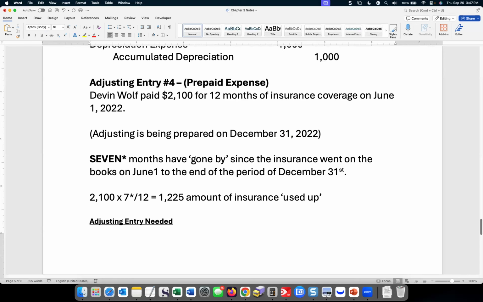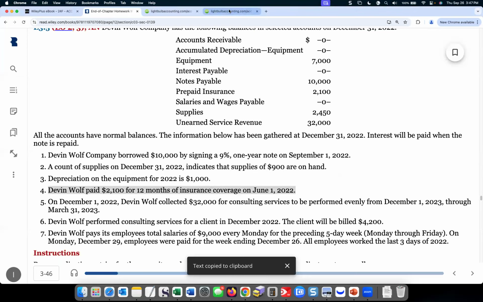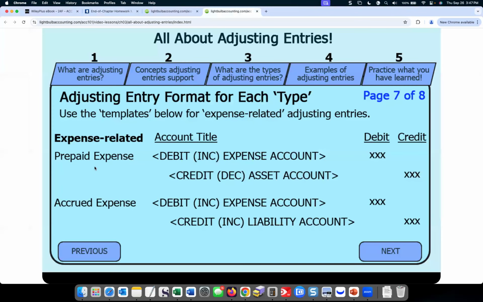Now that we know how much has been used up and we know it's a prepaid expense, let me go to the template. And there's the prepaid expense template. We're going to debit an expense account. So we need something expense. What would that be? Insurance expense. Bingo. And then we're going to credit or decrease an asset account. Which one makes sense that we would have to lower now that we used up some of it?